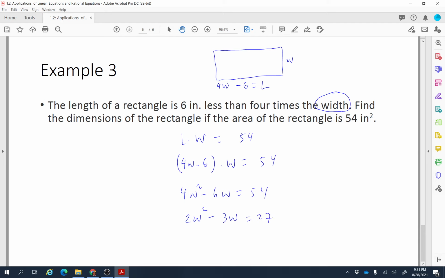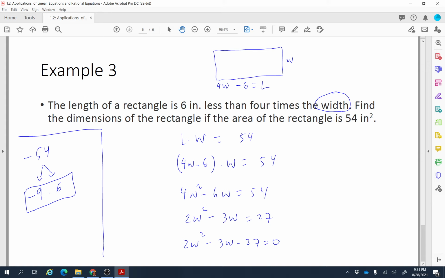and then bring this 27 to the left side. 2w squared minus 3w minus 27 equals 0. So now we can solve this by using the quadratic formula or the factoring method. Okay, so I'm going to use the factoring method if it's possible. 2 times negative 27 is negative 54. I'm going to find the two factors of negative 54 such that the sum is negative 3. So that is negative 9 times 6. Negative 9 times 6, the sum is negative 3. So I'm going to just use that.